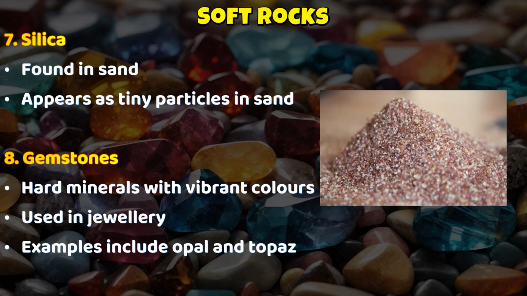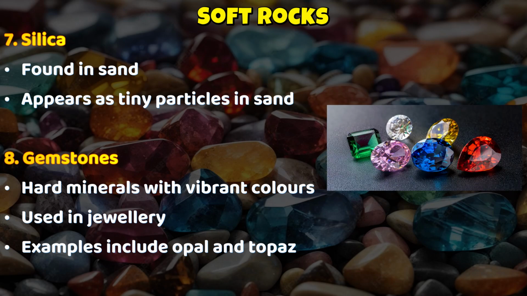Silica, found in sand. Appears as tiny particles in sand. Gemstones, hard minerals with vibrant colors. Used in jewelry. Examples include opal and topaz.